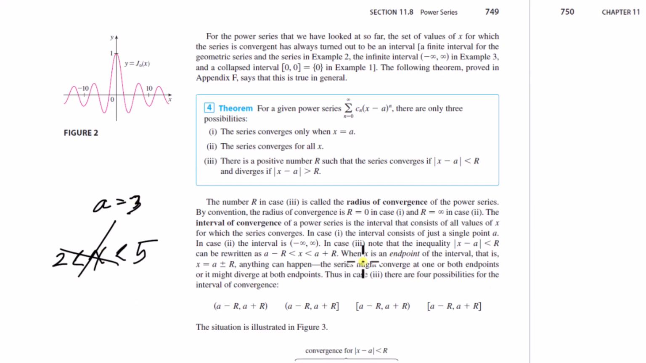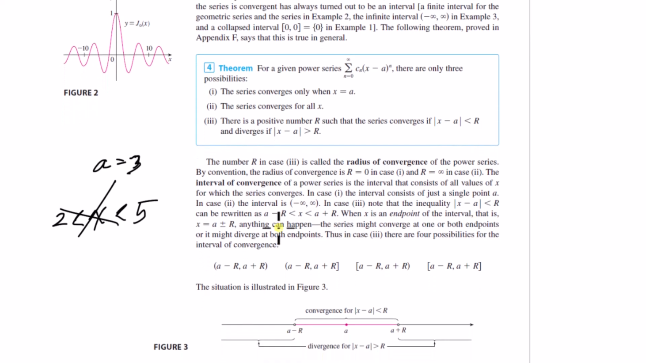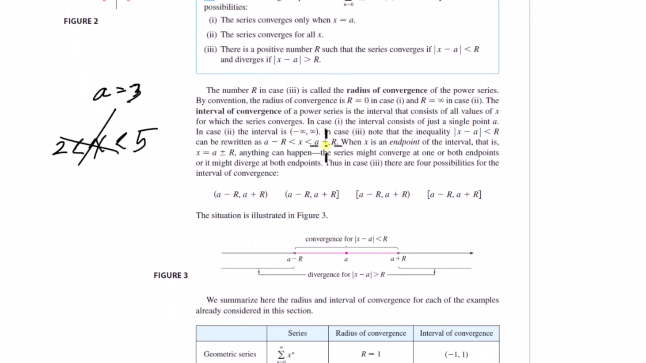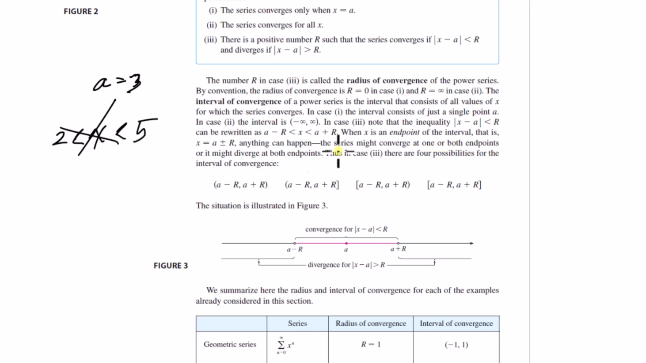Now, when x is an endpoint of the interval, then anything can happen. The series might converge at one or both endpoints, or it might diverge at both endpoints. So when it comes to the endpoints of the interval, it's completely random. You could have one of these four cases: here the endpoints don't converge. Here the right endpoint converges, the left doesn't. Here the left converges, the right doesn't. Here both the left and the right converge.